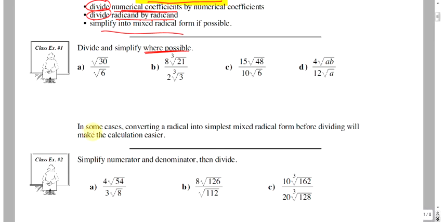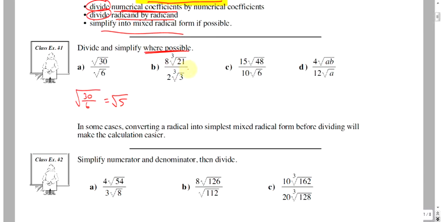Before we give up, can I combine these into one radical? That's the same as the square root of 30 over 6. Do I know how many times 6 goes in 30? That's definitely more simple than root 30 over root 6.